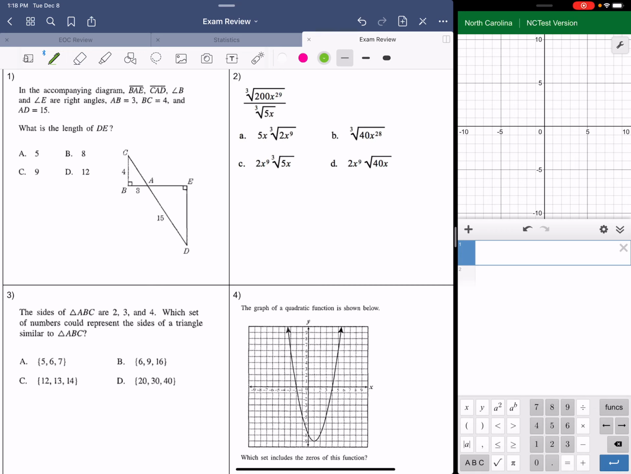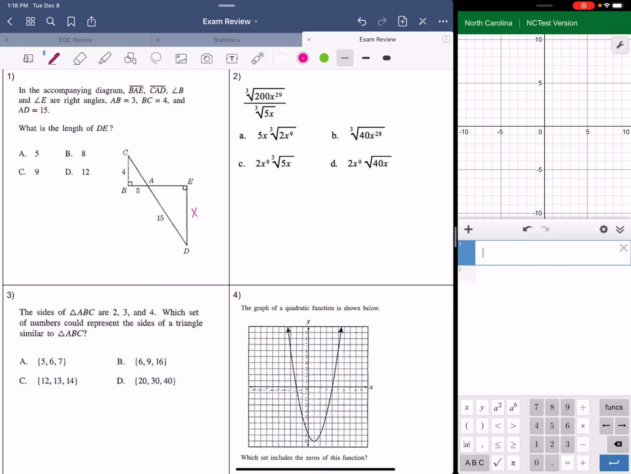Okay, in the accompanying diagram, BAE and CAD are straight lines. Angle B and angle E are right angles, and AB is 3, BC is 4, AD is 15. What is the length of DE? So we want to know this length here.